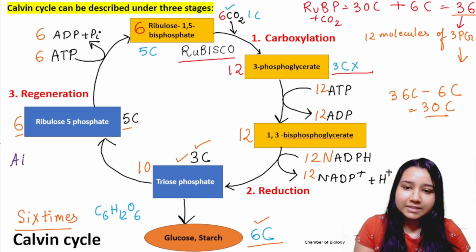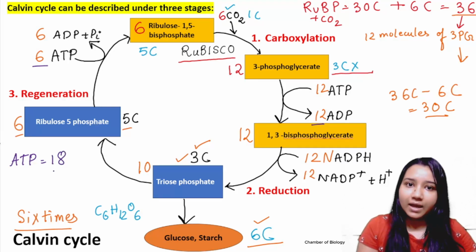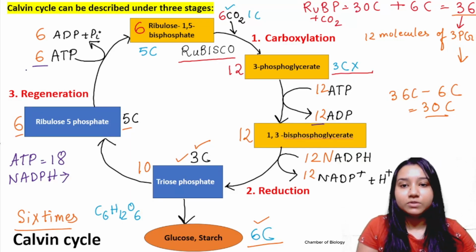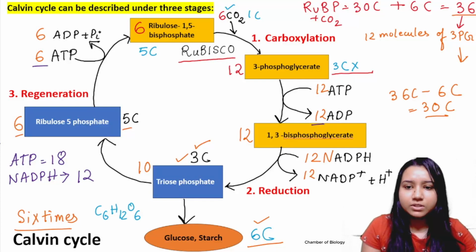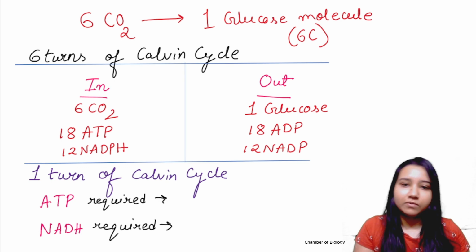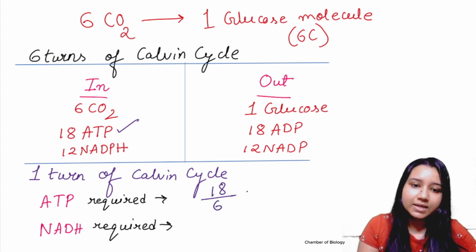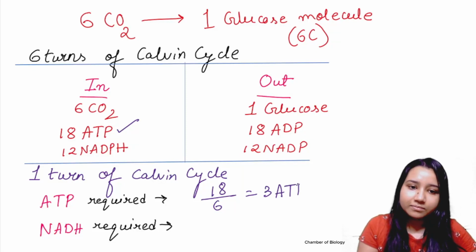So if we see the ATP, there is going to be 6 plus 6 plus 6, that is 18 ATP, and we have the NADPH. How many NADPH are required? We can notice here that NADPH is just 12. So this is for 6 times Calvin cycle, right, students? So let's say if we want to do it for one turn of the Calvin cycle, what can be done? We can see 18 ATP is utilized. So for one turn, we divide 18 by 6, and that is coming as 3 ATP.